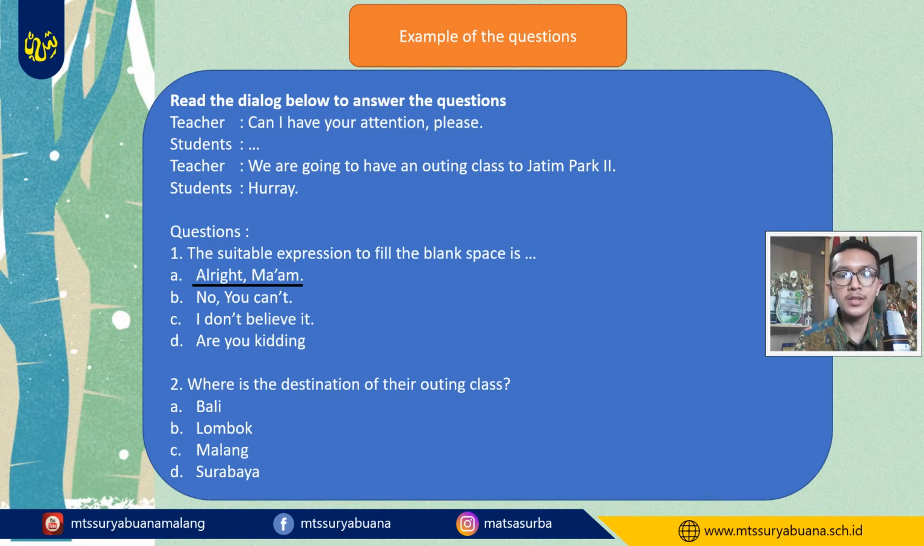And then for question number 2, where is the destination of their outing class? What do you think, students? In the dialogue it is written that we are going to have an outing class to Jatim Park 2. We should think where is the location of Jatim Park 2? And the answer is Malang. This is just an example of the question, and I will make another question that's similar to this example in the final examination.